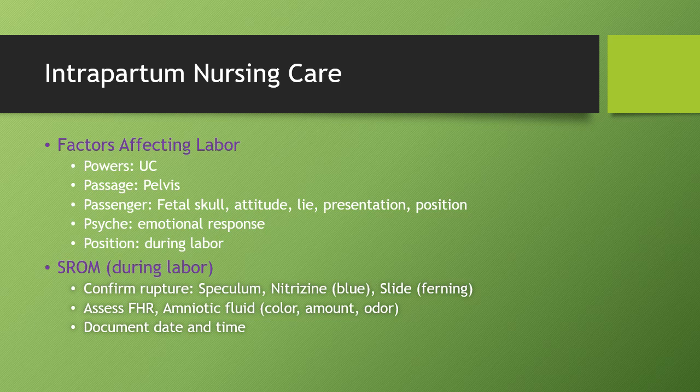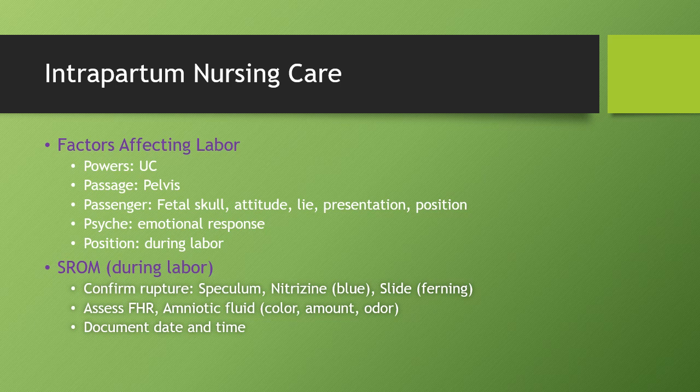So the frequency of contractions can be measured from onset of one contraction to the onset of the next contraction. So how frequently are they occurring? The duration is from the onset of a contraction to the end of a contraction. So how long are they lasting?